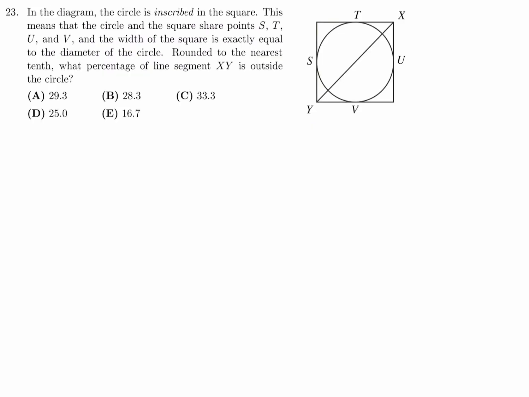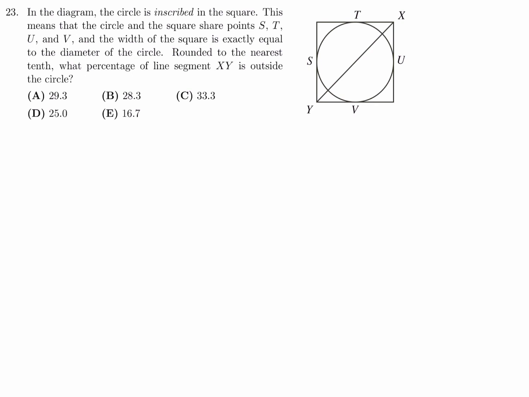In the diagram, the circle is inscribed in the square. This means that the circle and the square share points S, T, U, and V. The width of the square is exactly equal to the diameter of the circle. Rounded to the nearest tenth, what percentage of the line XY is outside the circle? All right, so basically what they're saying is, as a percentage, how much does that represent of XY? Okay. So what we will do is just give some numbers, and that should help us.